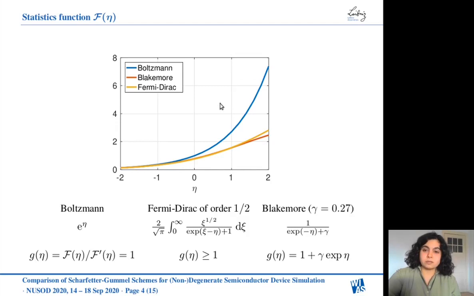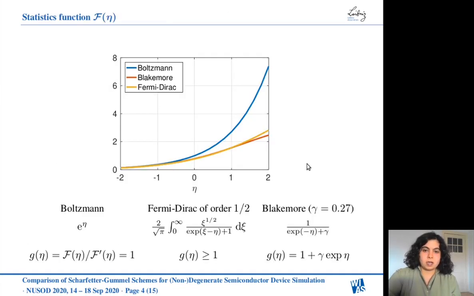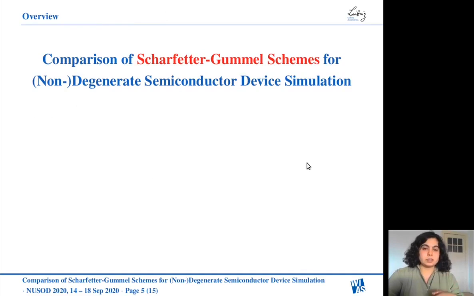Contrarily, for large positive arguments, the physics and the numerics behind the van Roosbroeck system are more complex, and this can again be explained by the diffusion enhancement, since the occurrence of this function causes an increase of the nonlinear diffusivity in the current densities. In the next step, I want to talk about the derivation of the discrete system and introduce the different flux approximations. We exclusively dealt with the Voronoi finite volume discretization method.